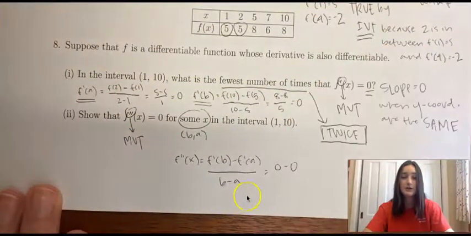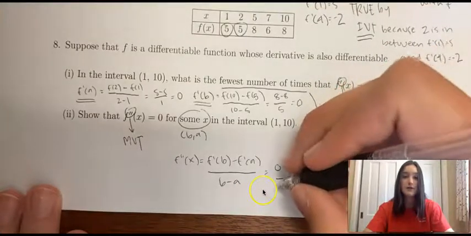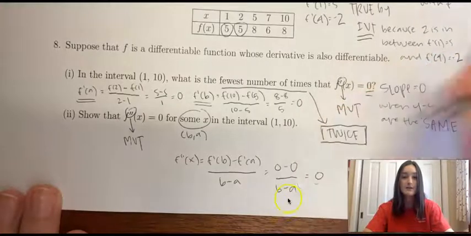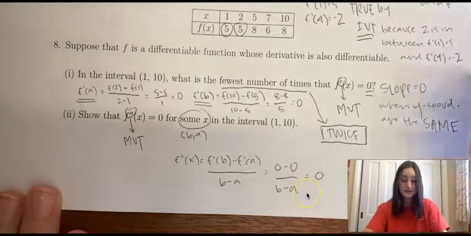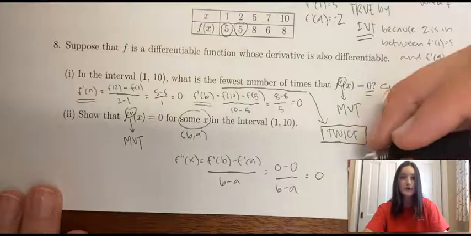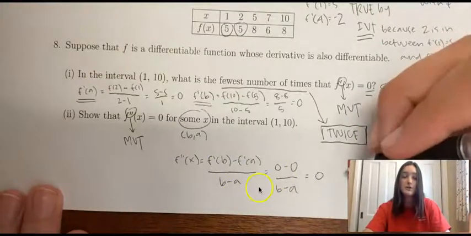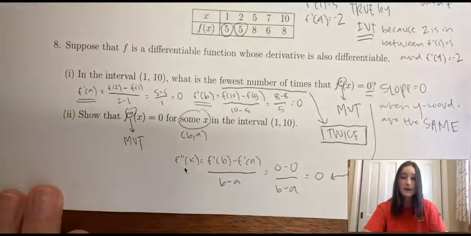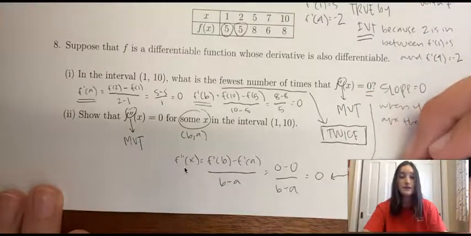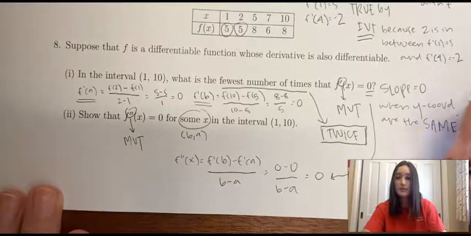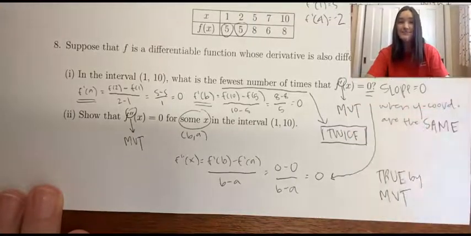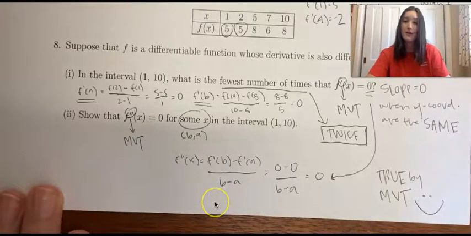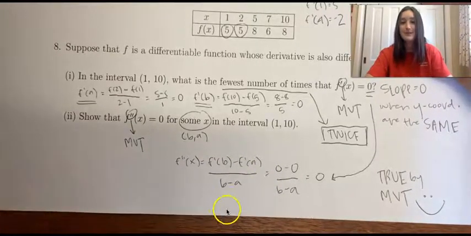So I'm going to have 0 over 0, those are the numbers I found in part 1, over b minus a, and 0 divided by anything is 0. So we've already proven that that algebra slope equals the calculus slope. So in that case, we just did MVT with a double derivative, and we made that algebra slope using that single derivative, that f prime function. So that is true by MVT.